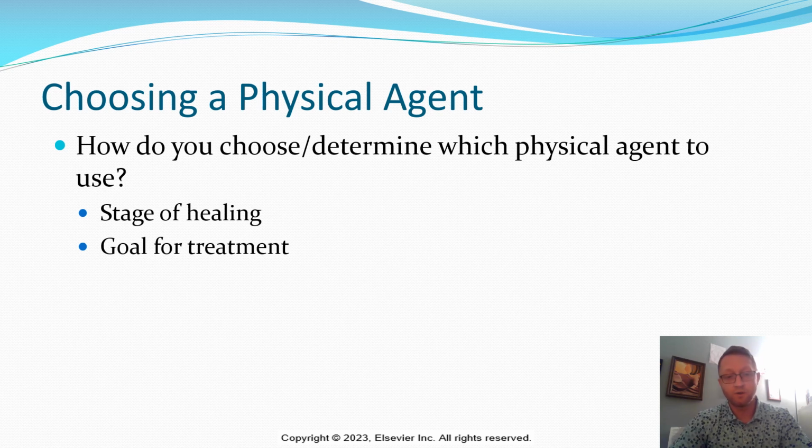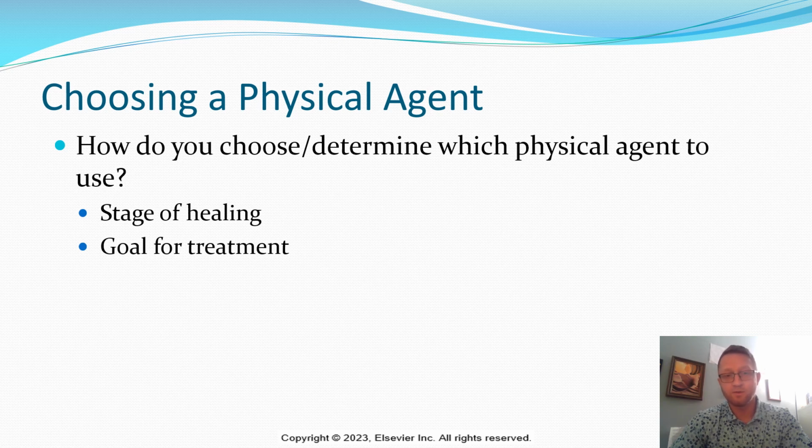The second one is the goal for the treatment. So what's the goal for the treatment? Is it to increase blood flow to the area? Is it to decrease blood flow to the area? Do we need a muscle contraction involved with this, or are we just trying to reduce pain? All of those questions need to be answered in order to establish the goal for the treatment. So we have the stage of healing. Are they in the inflammatory process? Yes or no? What's the goal for the treatment?